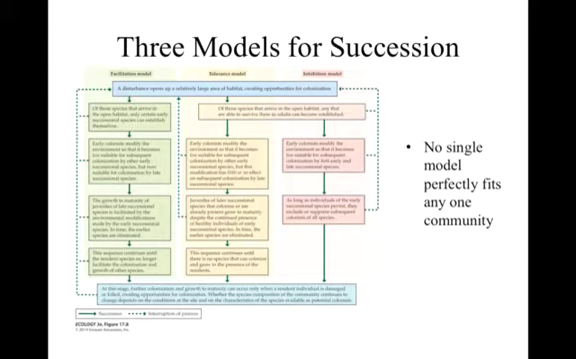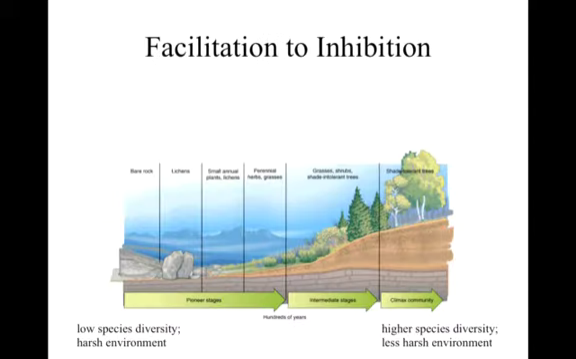So in a big complex community, you probably have facilitation interactions for some species that enable other species to come in. You probably have interactions that are sort of processes that don't matter at all between species, and you have negative interactions between early and late colonists. So again, within a single community, different species are probably following different parts of these models, and the community as a whole isn't really one process or the other.